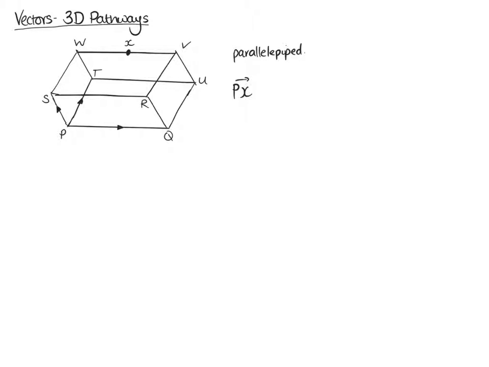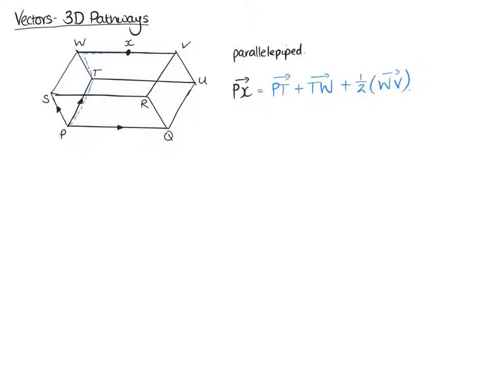Okay, so let's start off by starting at P and we'll go our route to find it. So this time I'm going to go from P, I'm going to work my way backwards, and I'm going to go towards T. So it's equal to P to T, and then from T I'm going to go up to W, so plus T to W, and then I'm going to go halfway along, so plus half of W to V.